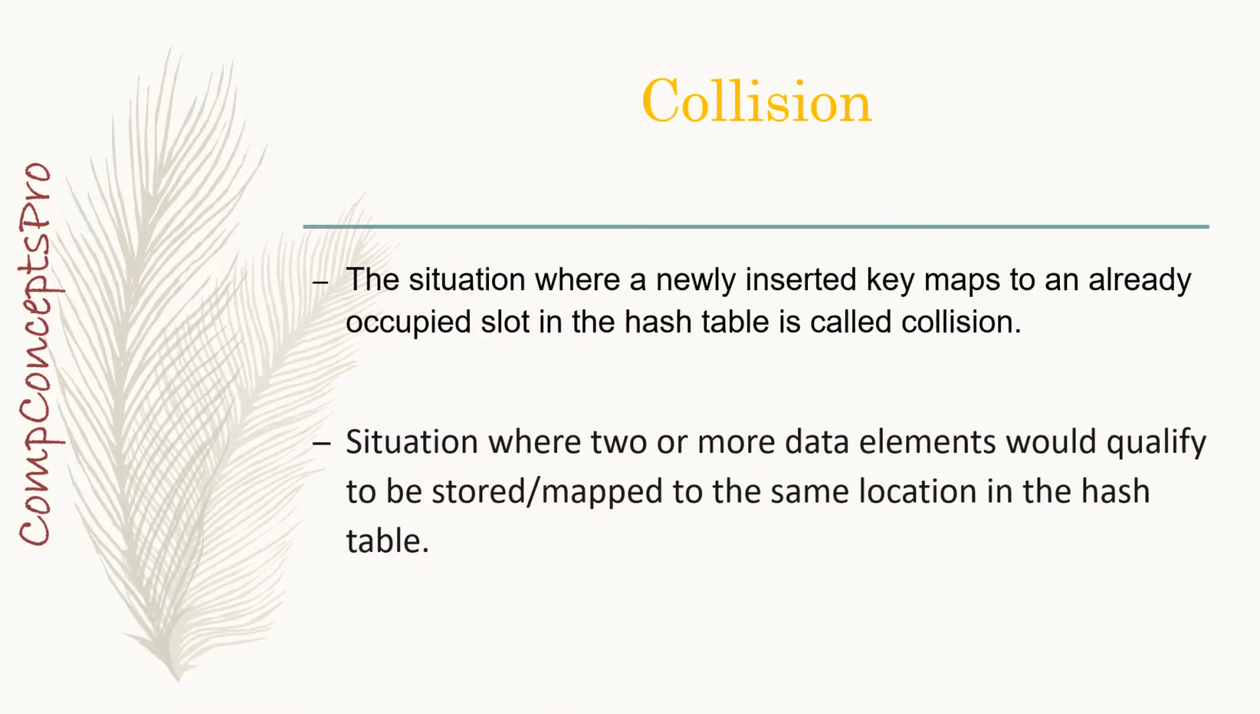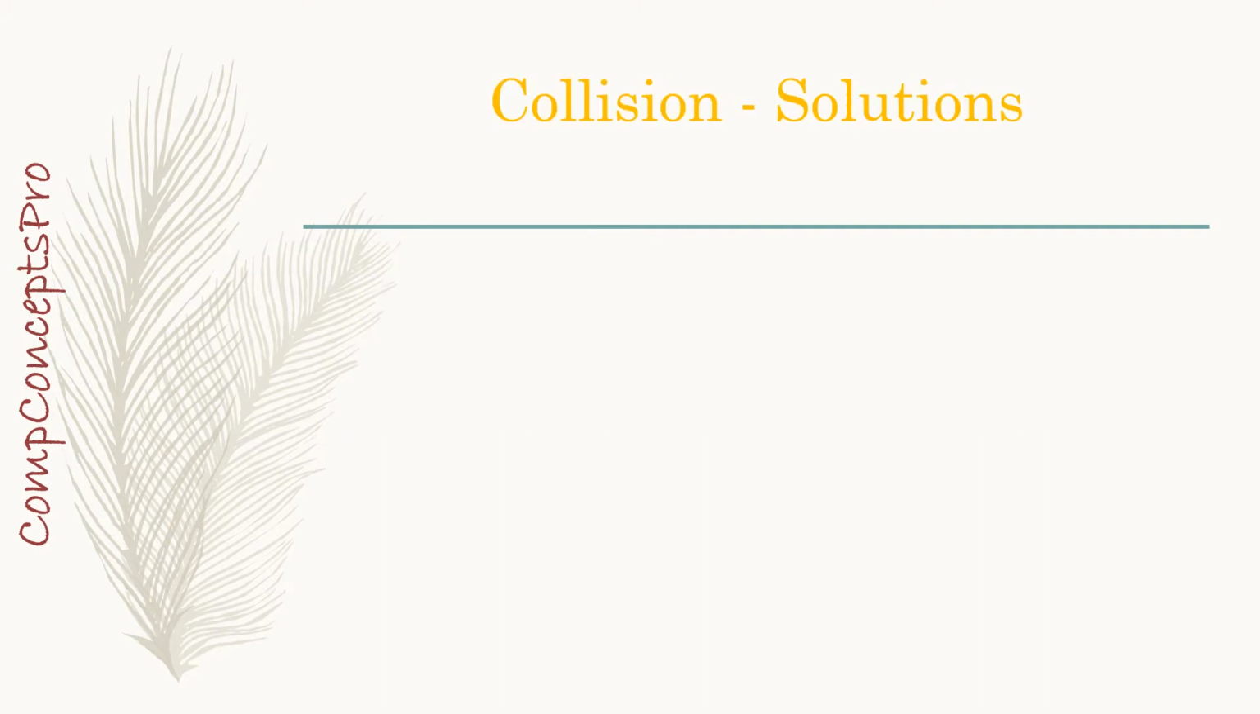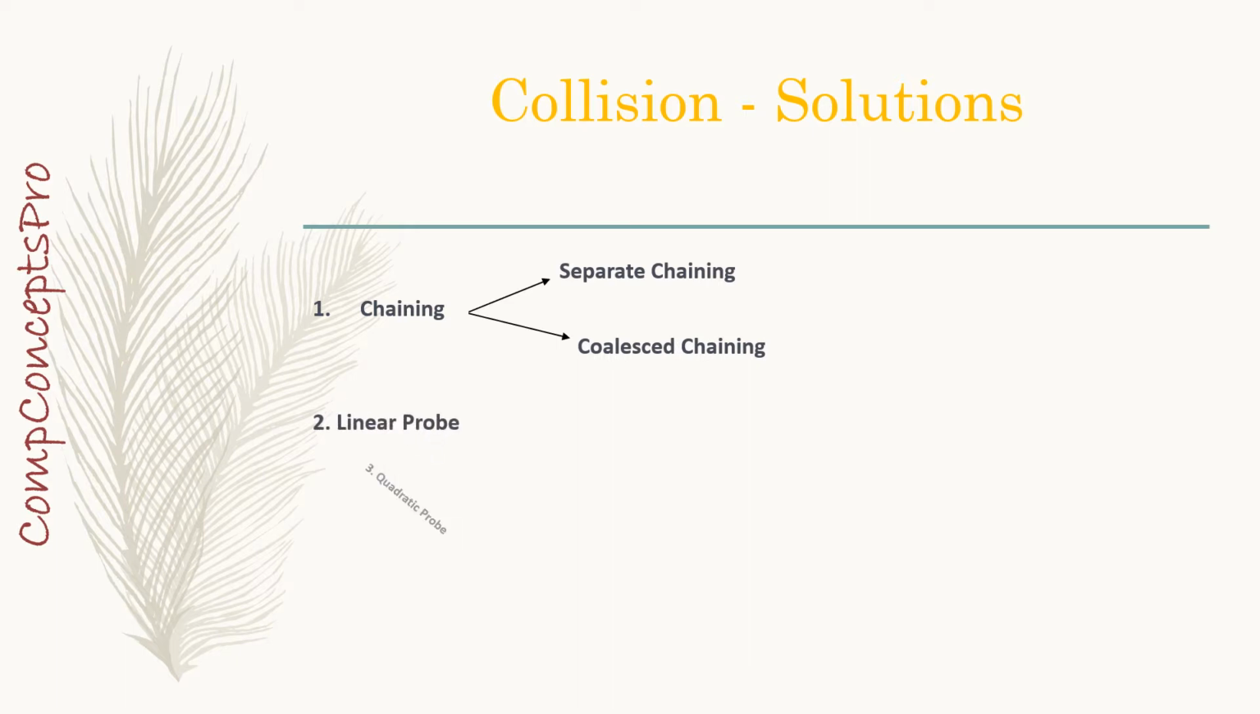Collision is the situation where two keys resolve to the same hash key, which means when two data keys are allotted the same index position in the hash table by the hash function. This situation of collision can be resolved by some collision resolution techniques. In this video, we will learn two of the conflict resolution methods of chaining, which are separate chaining and coalesced chaining, and the rest of the methods we will be learning in the next video.